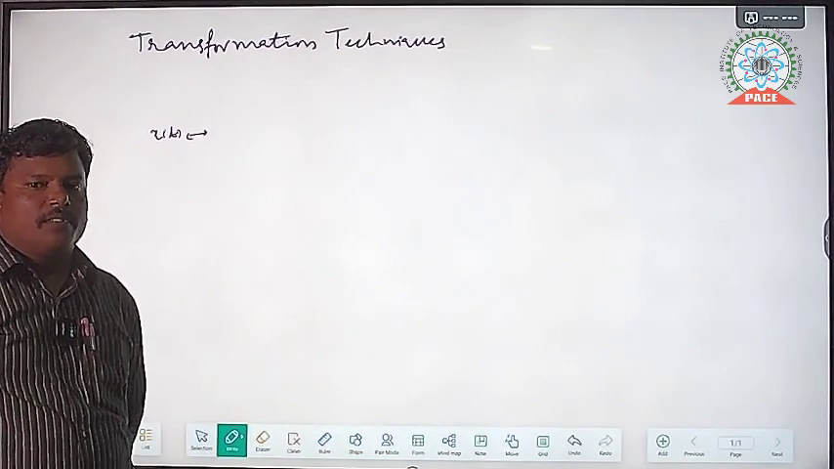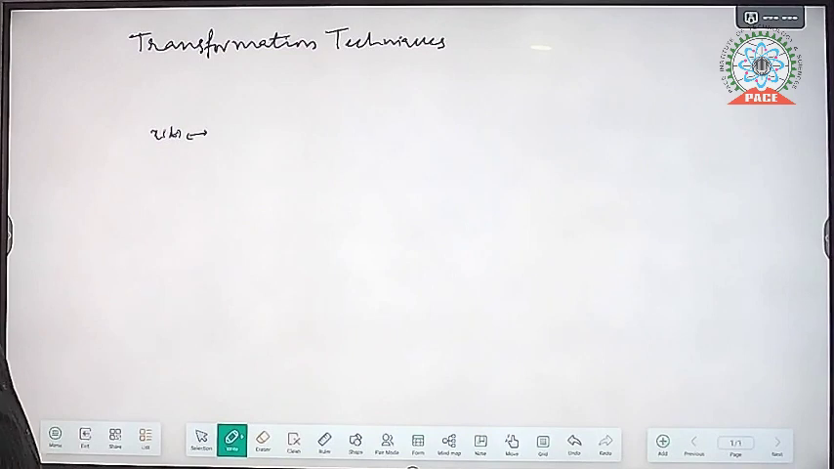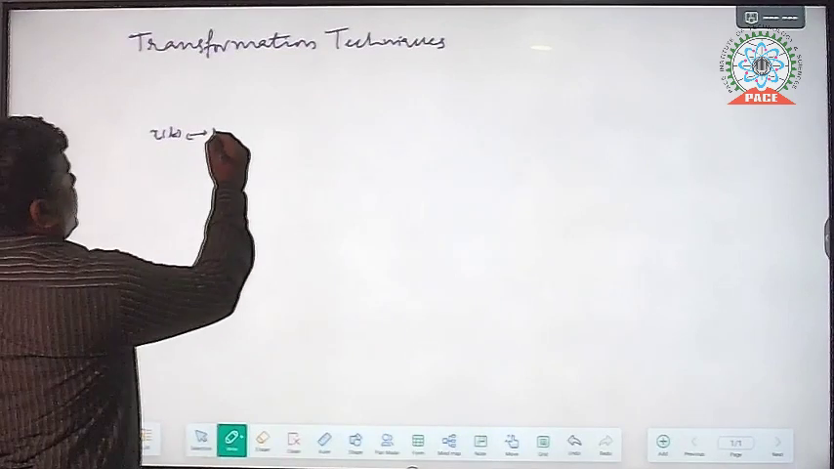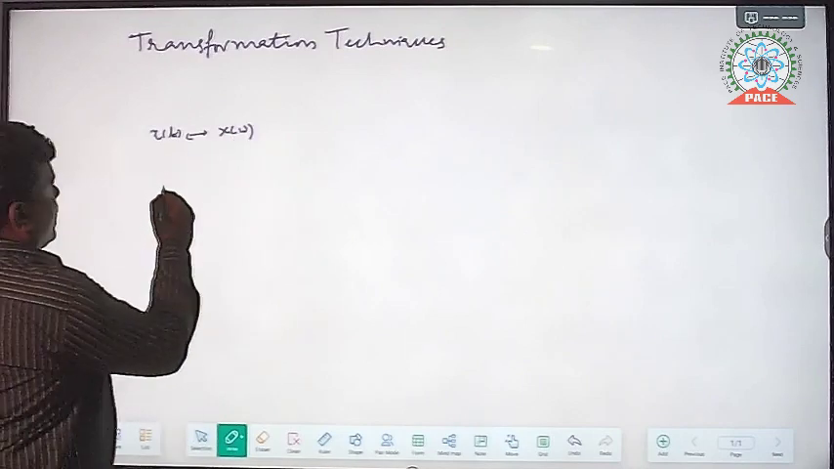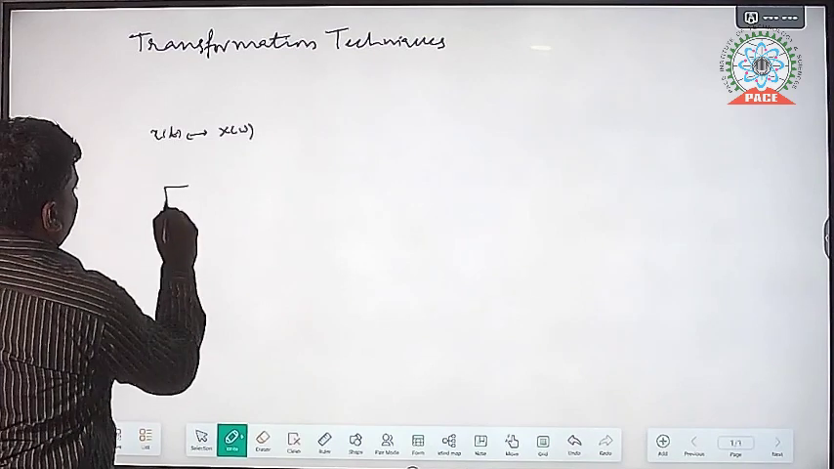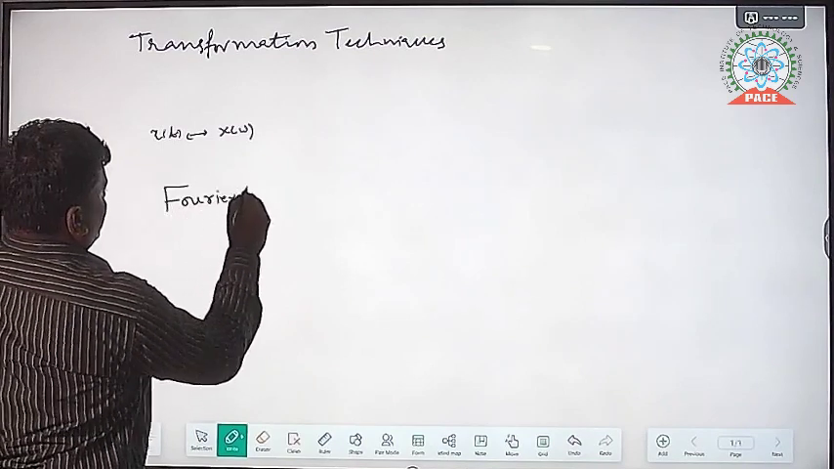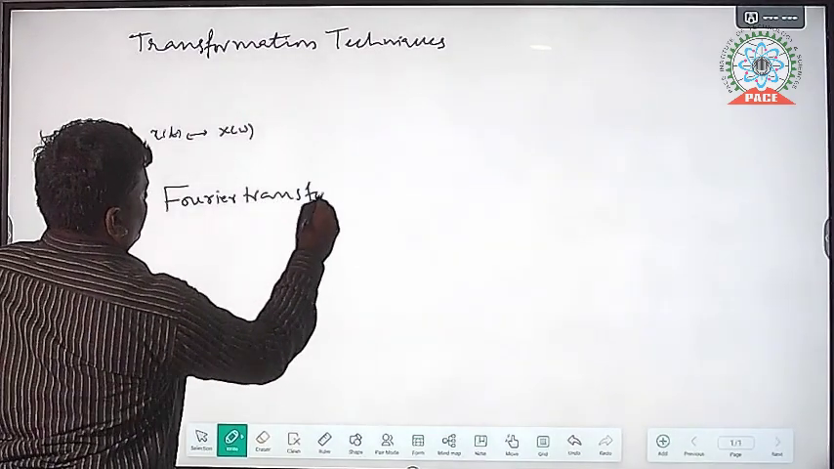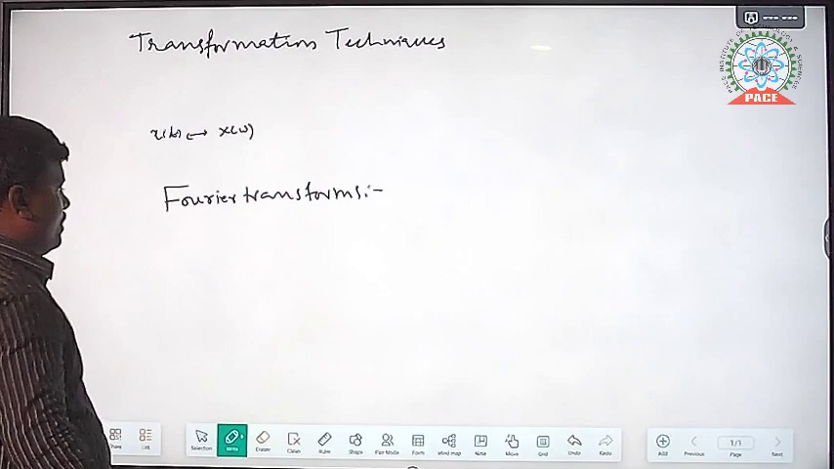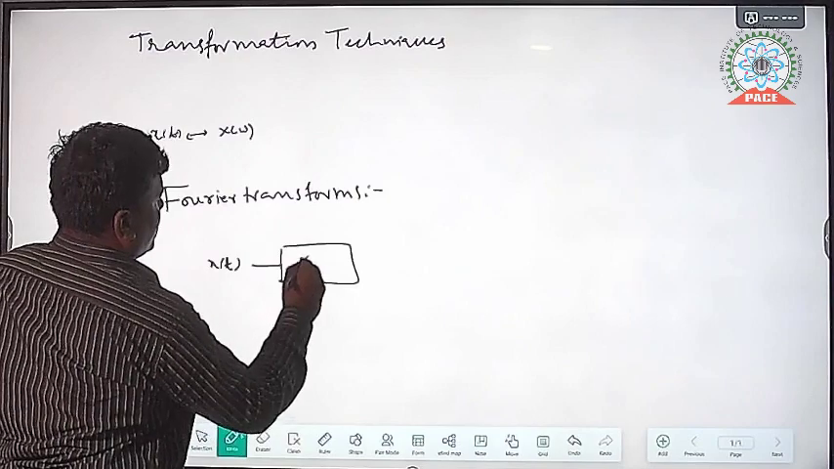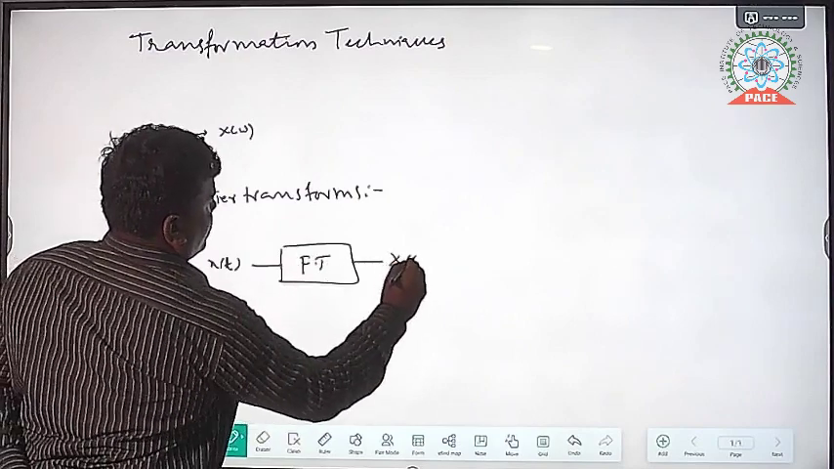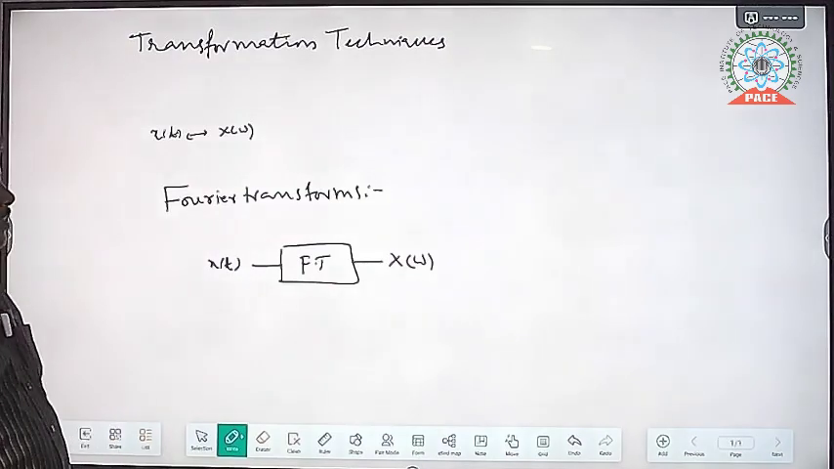Even in communication, in the modulation process, the frequency shifting property is used, which uses the Fourier transform. Suppose the x of t signal is converted by the Fourier transform to x of omega, that means the time domain signal is converted to the frequency domain. So first of all, the Fourier transform: x of t is the time domain signal, we apply the Fourier transform, and the output is x of omega, in the frequency domain.